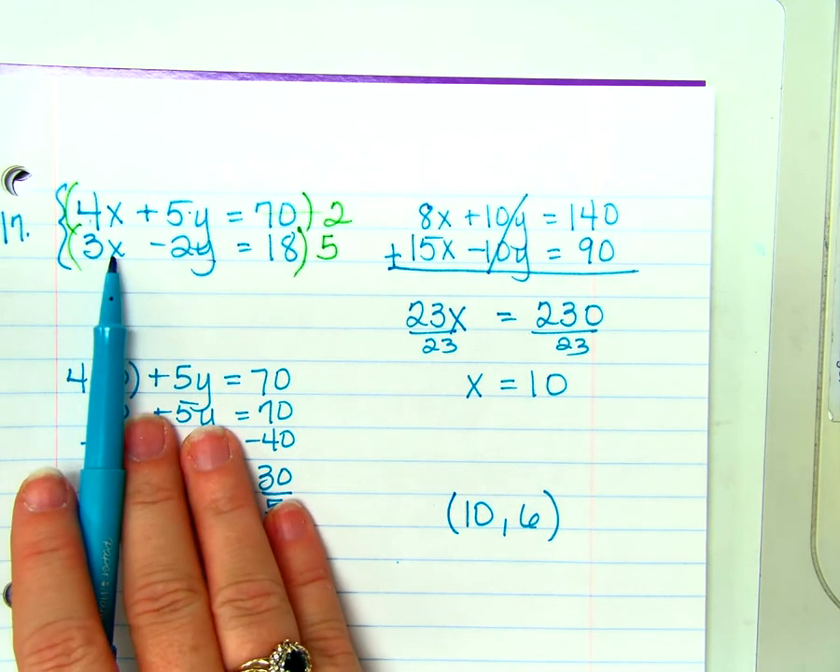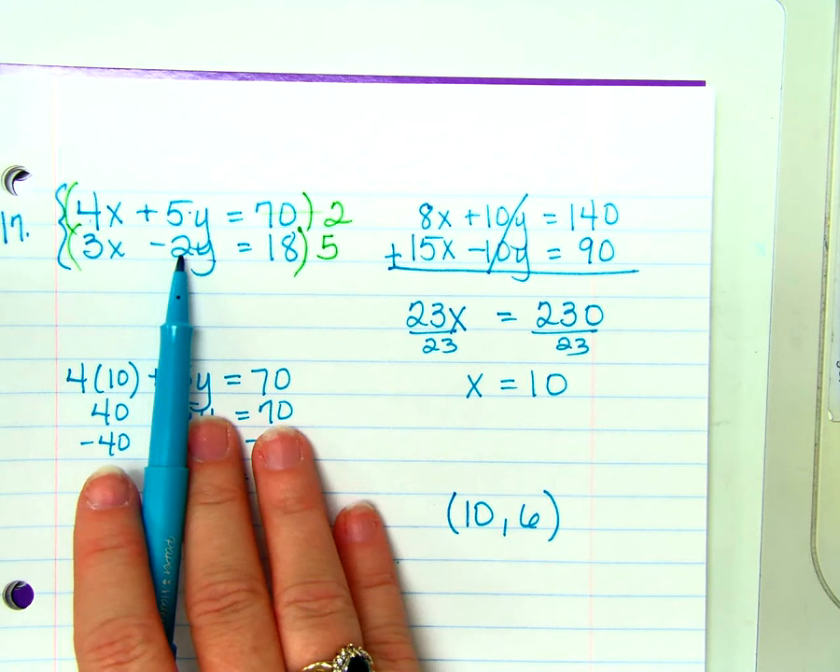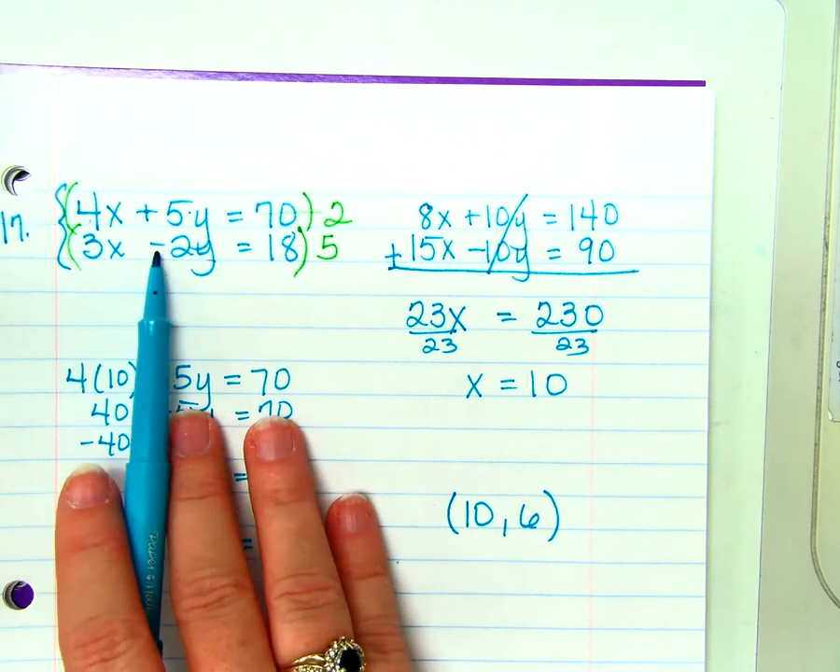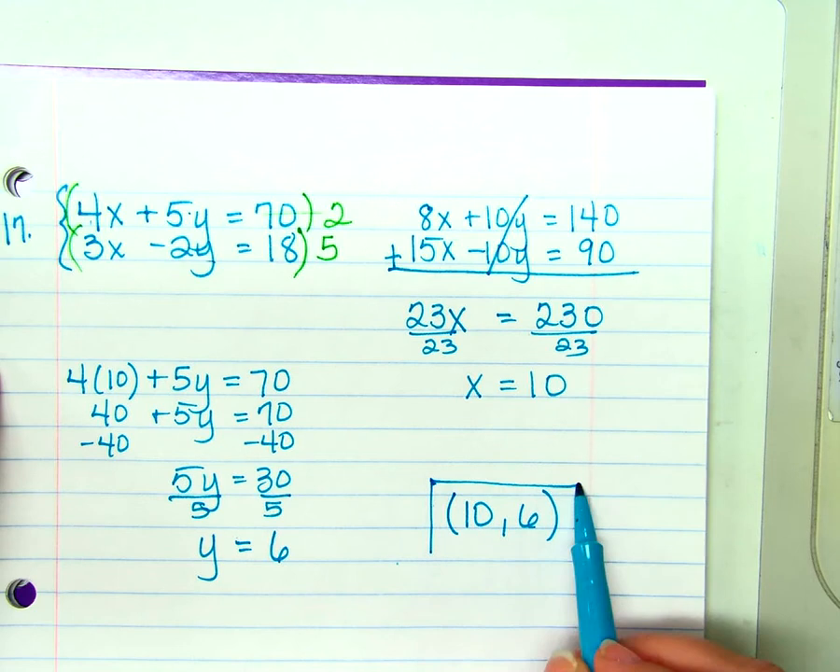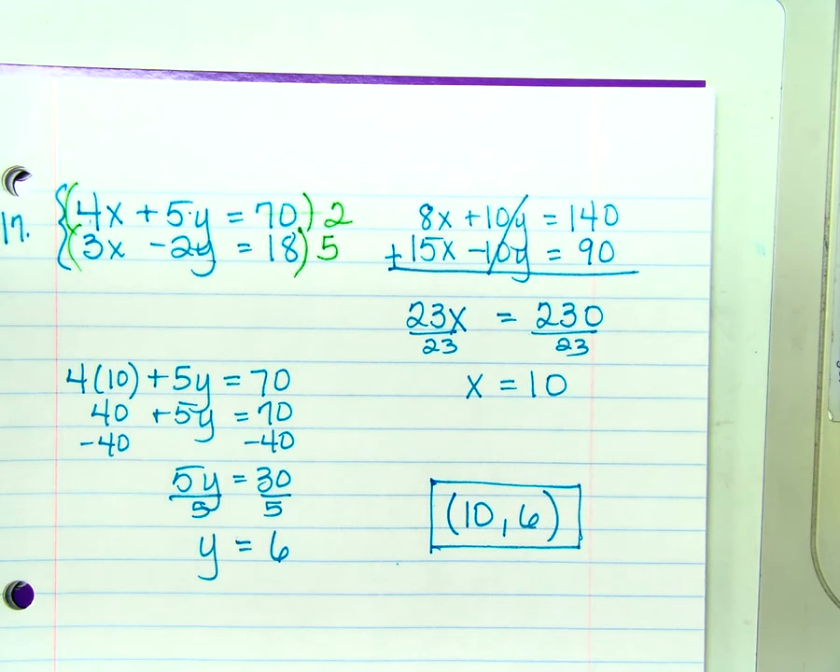3 times 10 is 30. Minus 2 times 6 is 12. So 30 minus 12 is 18. The thing that does for you is that it makes you absolutely sure that your answer is right. There's no questioning, no worrying, anything like that.